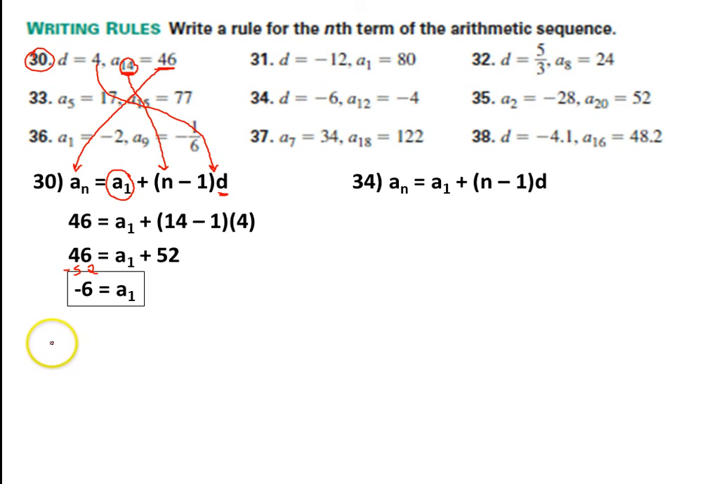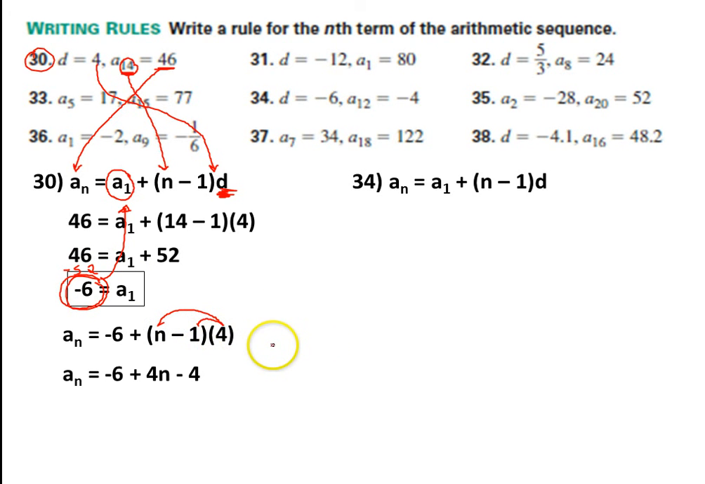Now, we have our equation that we're going to have to plug it into. So this negative 6 goes back into my a sub 1. And we already know our d. We already said our d was 4. So now find your equation. Now that we know a sub 1, find your equation. Pull your 4 in, 4n minus 4. So what's our equation? 4n minus 10.